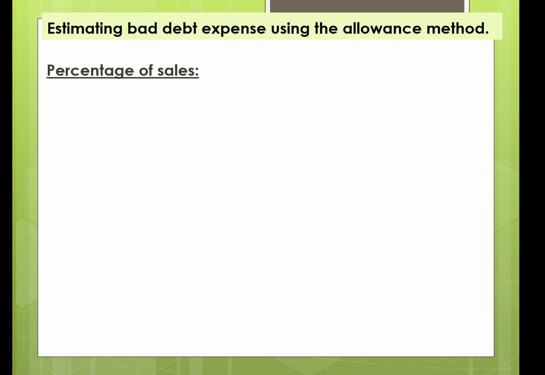Now we'll look at using percentage of sales. The bad debt expense estimate is always based on credit sales. Remember, it's credit sales times the percentage. When do you normally use this one? A lot of times, companies use this one during the year, and then at the end of the year use the aging or percentage of accounts receivable at year end. So a lot of companies use both methods.